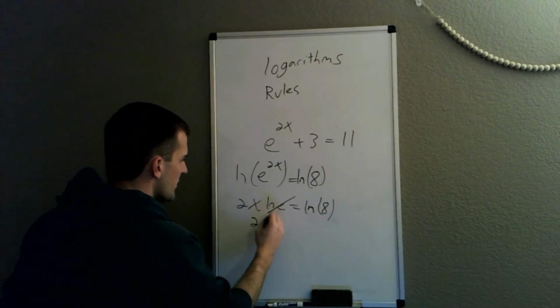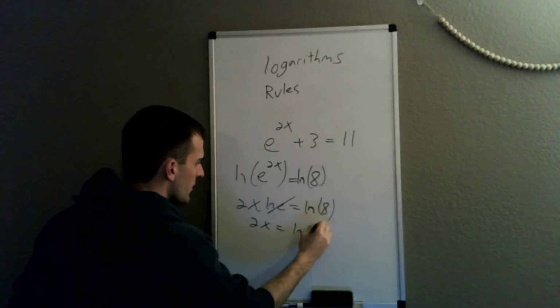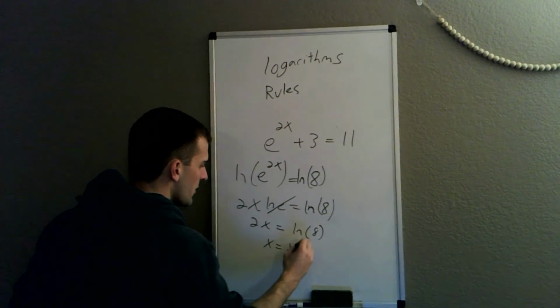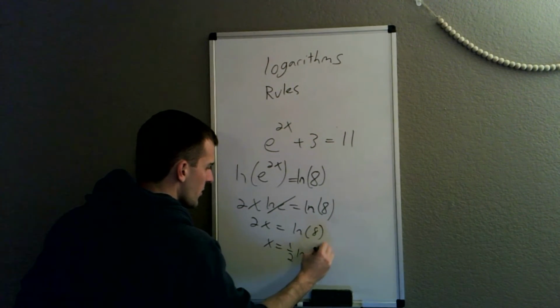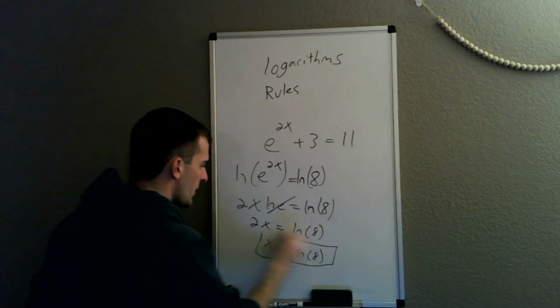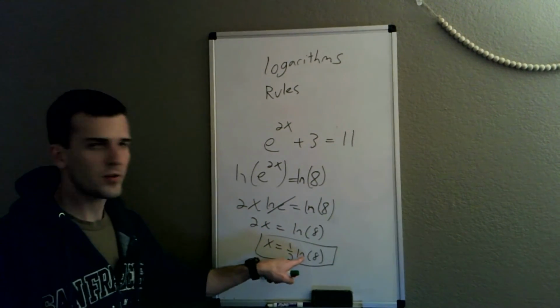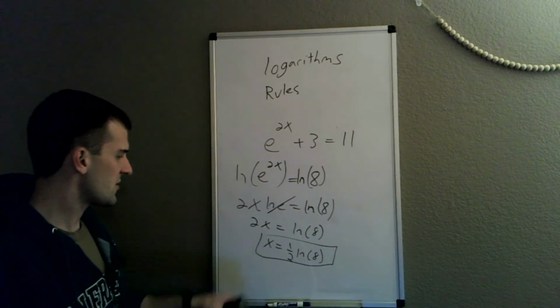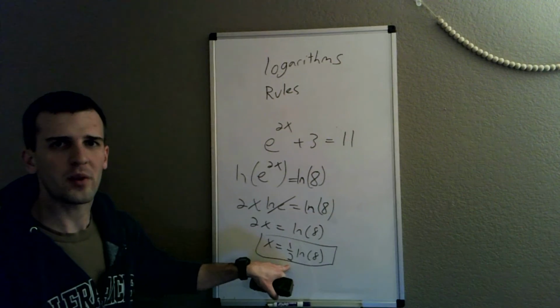We're left with 2x equals natural log of 8, or x equals 1/2 natural log of 8. If you put this in a calculator, you'd get a value for natural log of 8. I don't know what it is off the top of my head, but that's the most simplified form we can get it in before we need a calculator.